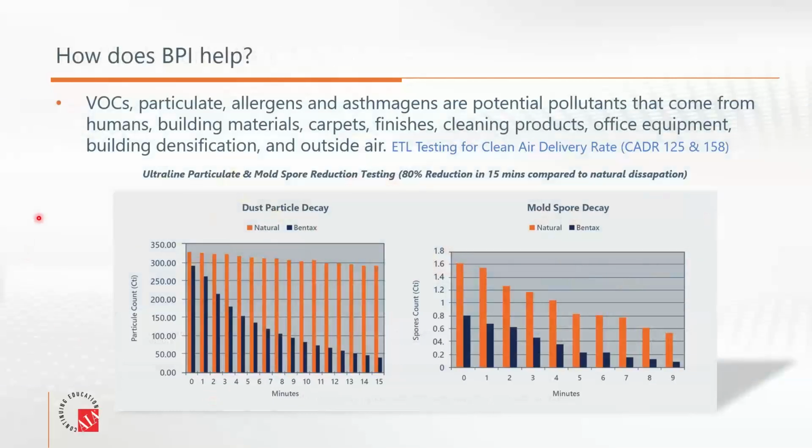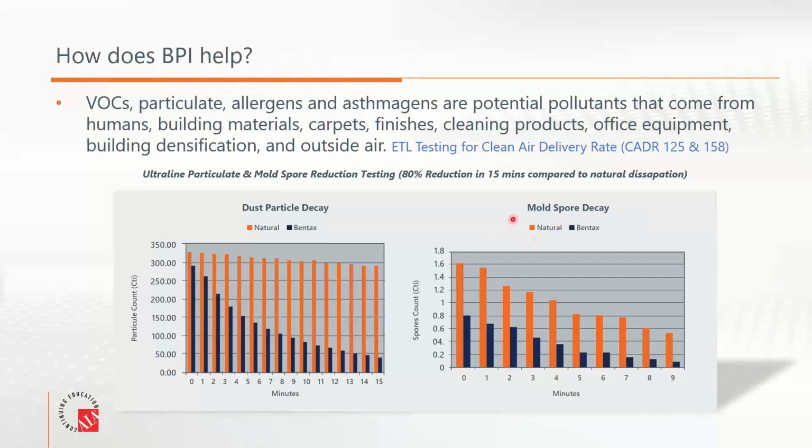So how does the bipolar ionization help inside buildings? Basically, what you're seeing here is a couple tests that were done to portray dust particle decay with bipolar ionization. The orange here represents natural decay, and adding bipolar ionization, this was a predecessor manufacturer of ATMOS-AIR. But you can see that with the blue line, in 15 minutes, a significant reduction of the dust particles in the air as compared to the natural process.